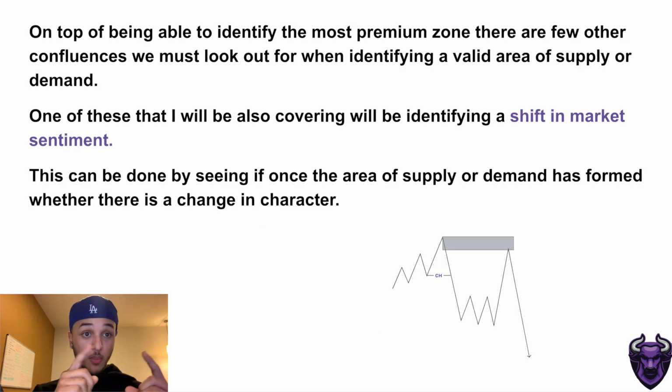So moving on from the Fibonacci, I'll be going over some live chart examples just in a second. I just want to cover the extra confluence that we look out for just before I jump into the live charts. So on top of being able to identify the most premium zone, there are a few confluences we must look out for when identifying a valid area of supply or demand. One of these confluences I'll be covering in this video.